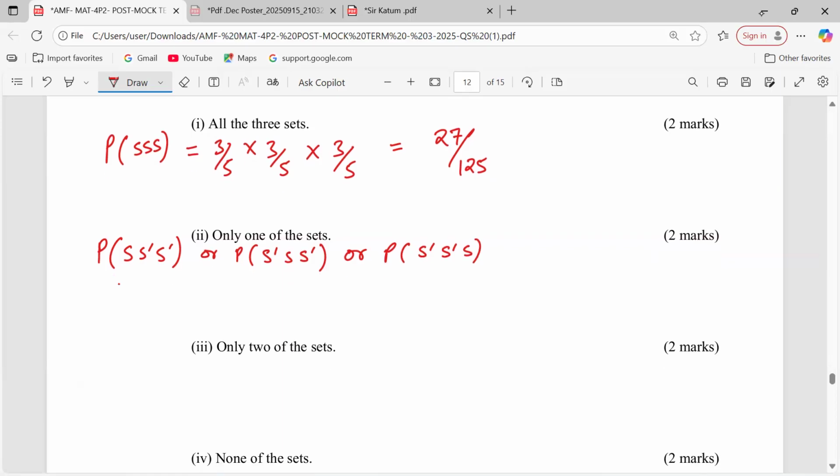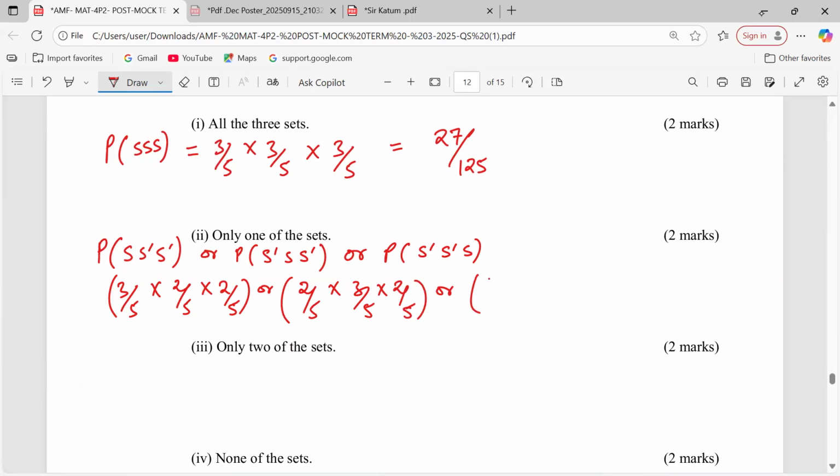That means we need 3/5, then 2/5, 2/5, or, which means addition, 2/5, 3/5, then back to 2/5, or 2/5, 2/5, 3/5, that way. So now we add.